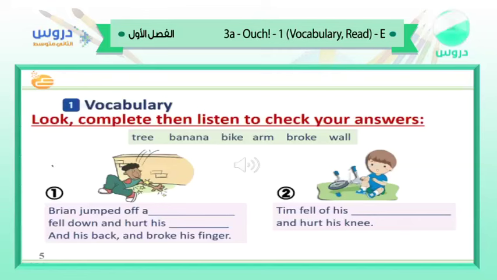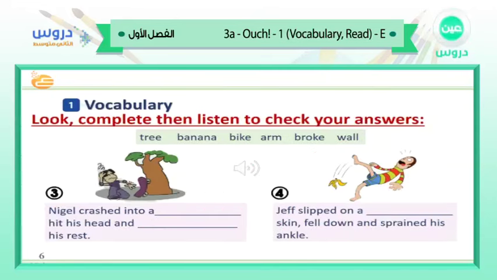Okay, everybody, we just listened to the answers. And number one, Brian jumped off a, of course, wall. Fell down and hurt his arm. Okay, what about Tim? Tim fell off his bike and hurt his knee. All these are accidents, everybody. Don't forget that. We are learning about some accidents, God forbid. Let's listen to the next section.